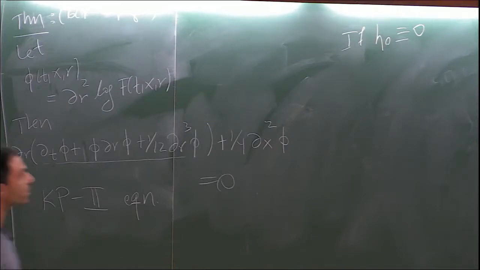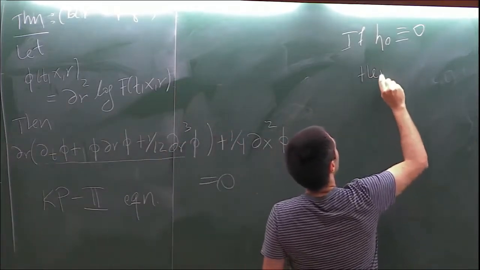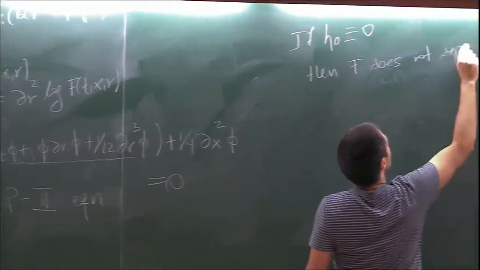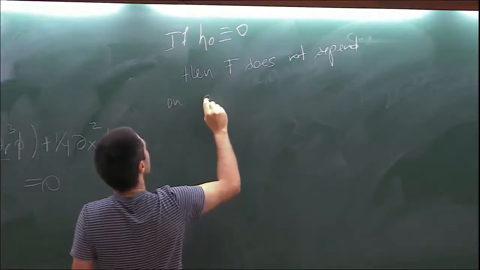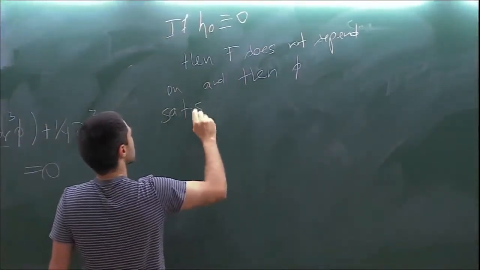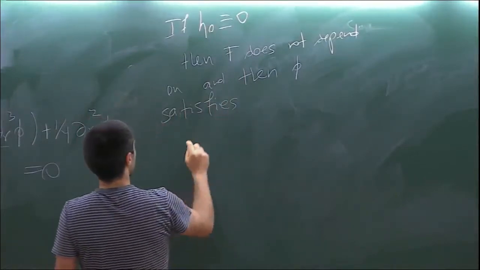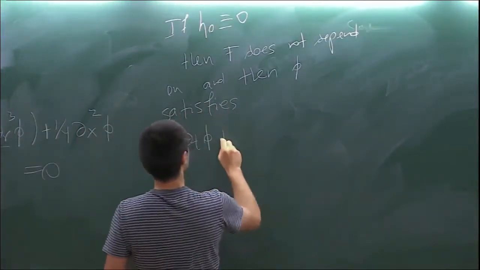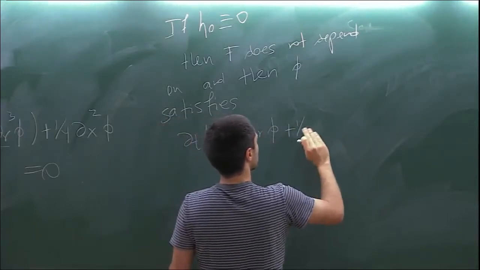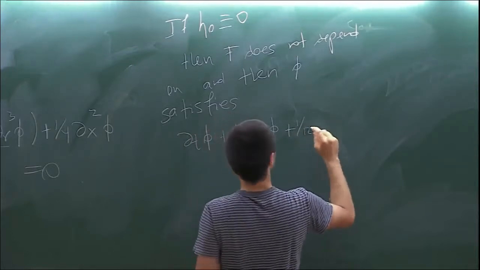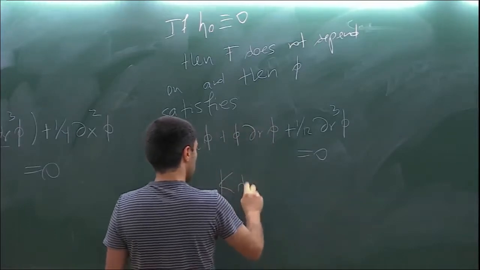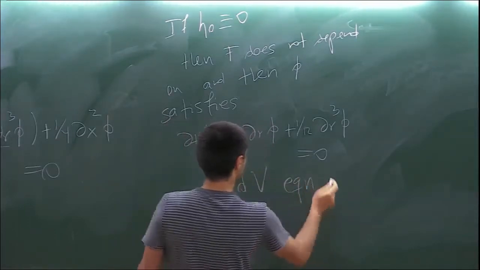Okay, so let me write that. If H0 equals 0, then F does not depend on x, and then phi satisfies d_t phi plus, this is just the usual KdV equation.